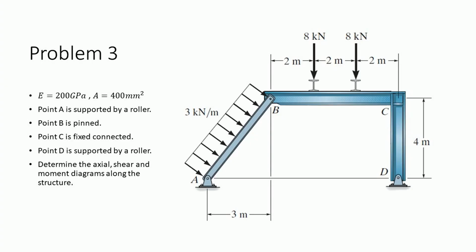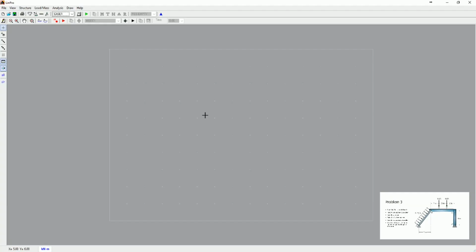The next problem is a little bit more elaborate. We can see we have a frame structure supported with 2 pins on points A and D. Point C is fixed connected and point B is a pin. We have a distributed load on the inclined element and 2 point loads on the horizontal element. In this problem, we are following the same pattern. First, we validate our units are correct. Then we proceed to define the grid. In this case, we can assign a system width of 20.